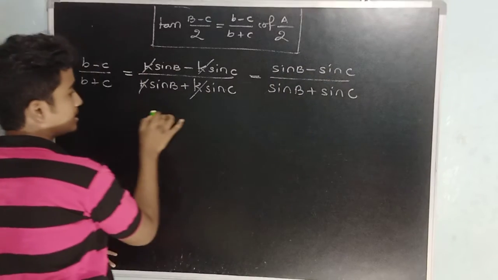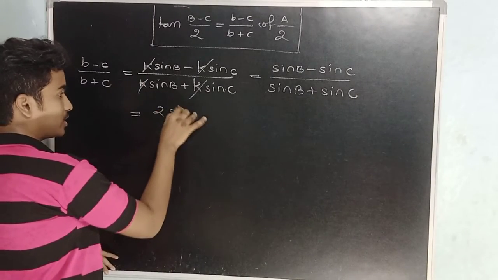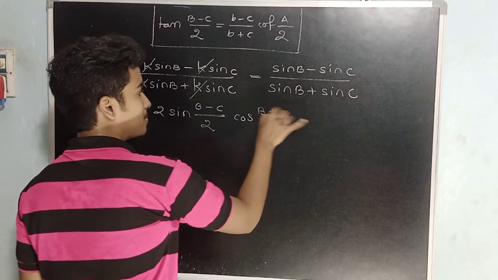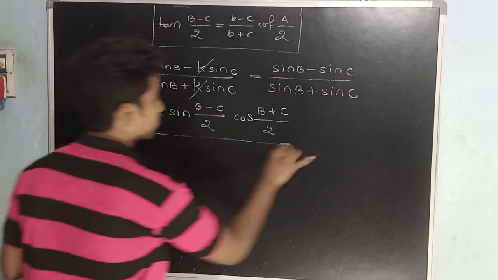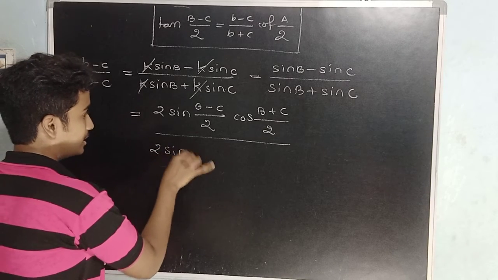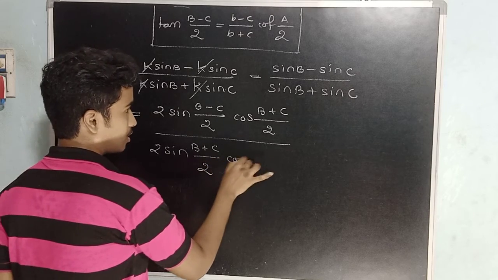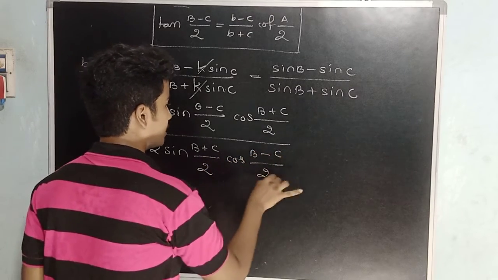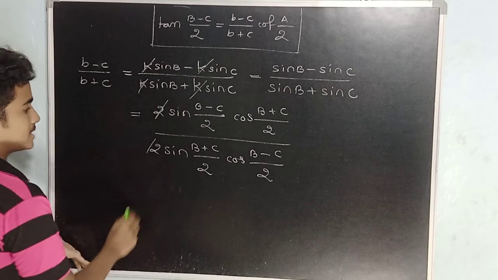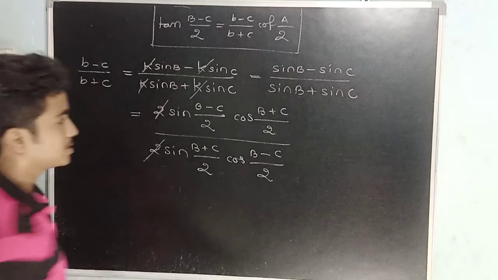Sin B minus sin C. Applying the identity for sin B minus sin C, we are going to get 2 sin b minus c by 2 cos b plus c by 2, by sin B plus sin C, which is 2 sin b plus c by 2 cos b minus c by 2. Here 2 gets cancelled. Sin b minus c by 2 by cos b minus c by 2.